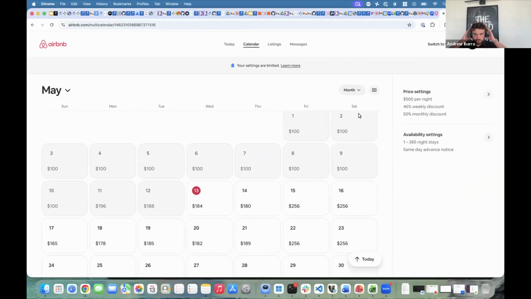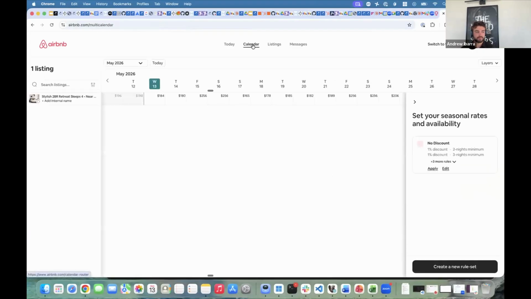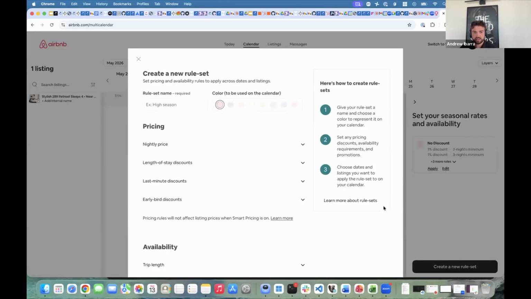Go ahead and share your screen. I want to guide you with it, unless you shared it via LastPass, and I can pull it up on my end. Where you're going to want to go to do rule sets is you will hit calendar. Then right there on the right, you see how it says no discount. That's where your rule sets are. On the bottom right, you'll hit create a new rule set, and let's do your long weekend.